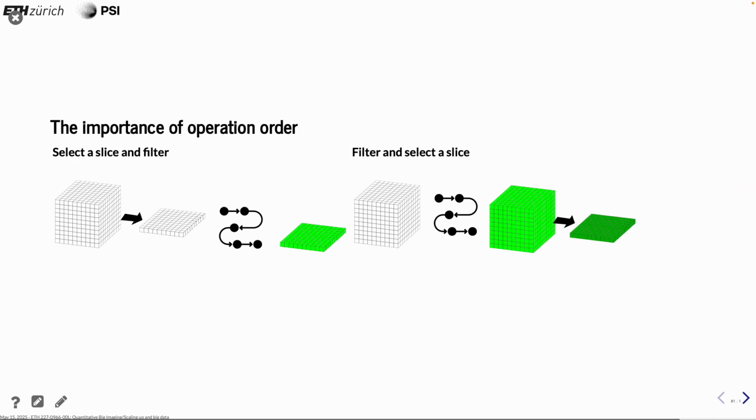And then an important thing when you run these massive data processing tasks, you have to be aware of what you're actually asking for, because there is an importance in which order you execute your task. So if you want a quick preview, you want to just look at a single slice. Then the question is if you select a slice and filter it, or you filter and select a slice. You can see already probably from this illustration that this requires a lot more processing to do in this way.